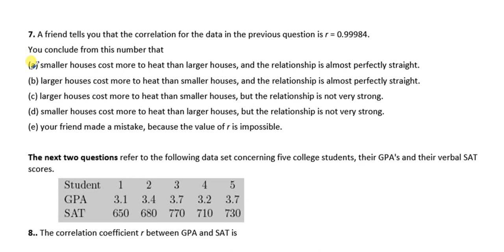On the test, it's a multiple choice question. So here's your R value. Smaller, so that means larger houses cost more to heat. Larger houses cost more to heat. So it's got to be either B or C. And it's very strong, so it's almost perfectly straight. So answer is B.